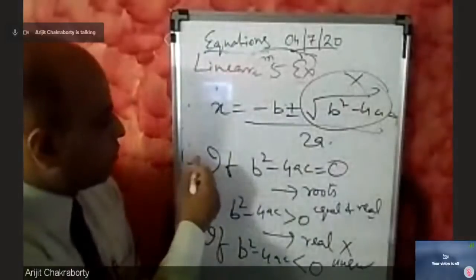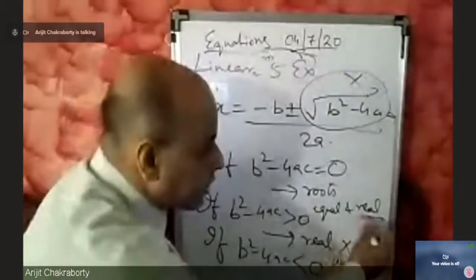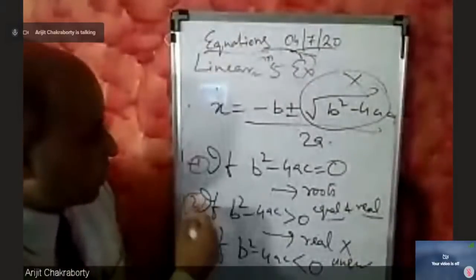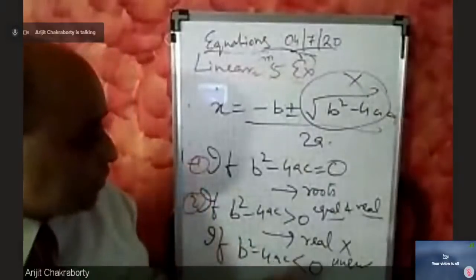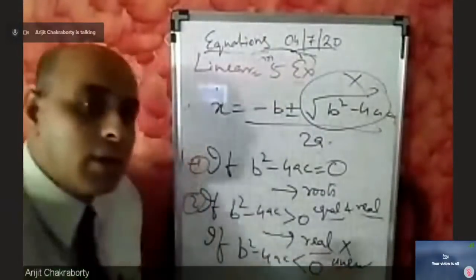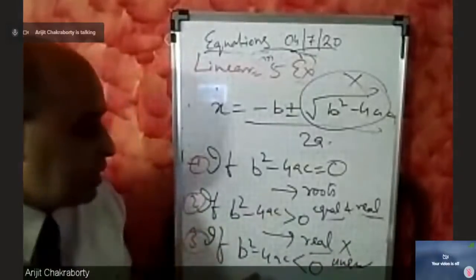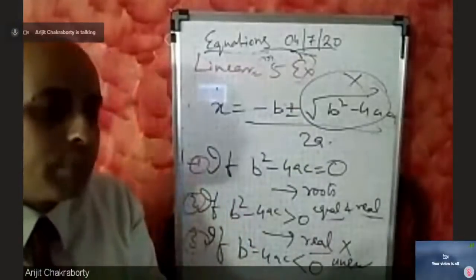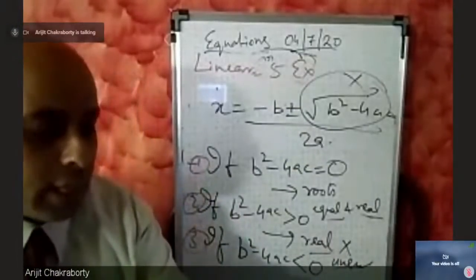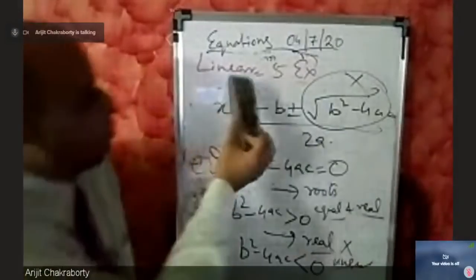So 3 conditions are there. Condition number 1, if b square minus 4ac equal to 0, the roots are real and equal. Number 2, if b square minus 4ac is greater than 0, that means it's a positive number, then the roots are real, but unequal. And number 3, if b square minus 4ac is less than 0, then it will be imaginary roots. Fine. Now we move on to the first example, and this is example number 6.